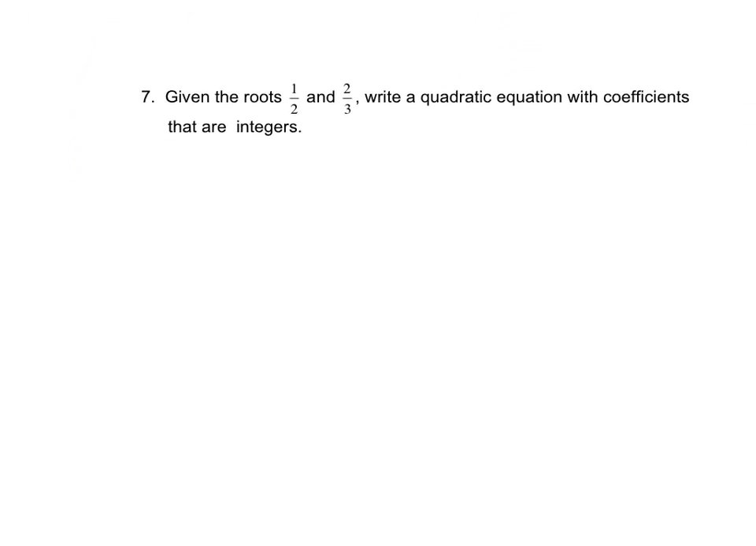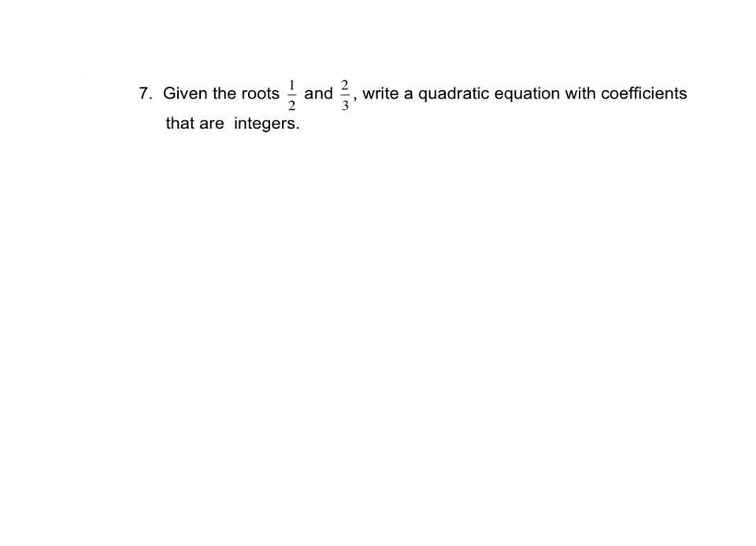Let's take a look at number 7. Given the roots 1/2 and 2/3, write a quadratic equation with coefficients that are integers. Okay. All right, they gave us the roots and they want us to write the equation. So we're going to use the formula x squared minus the sum of x plus the product equals 0. Okay, so we're going to find the sum and product.